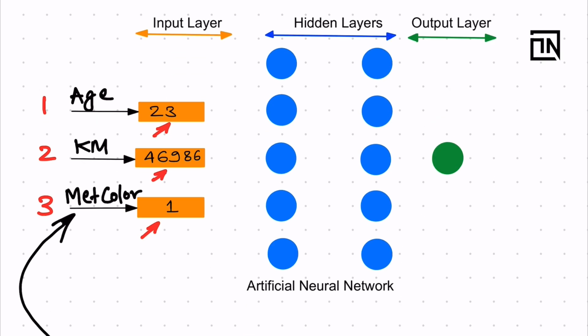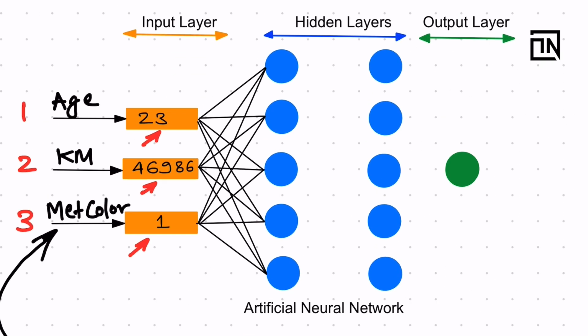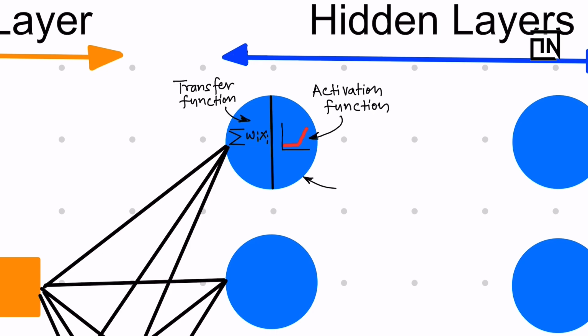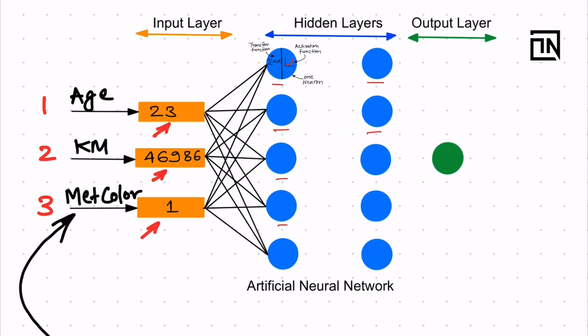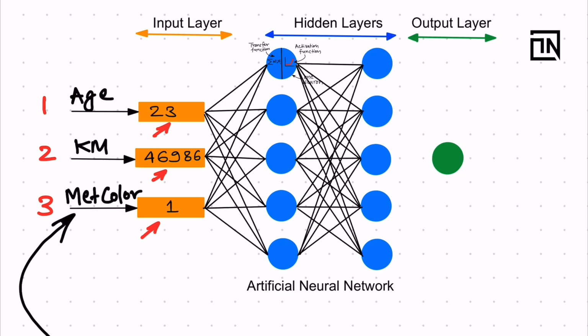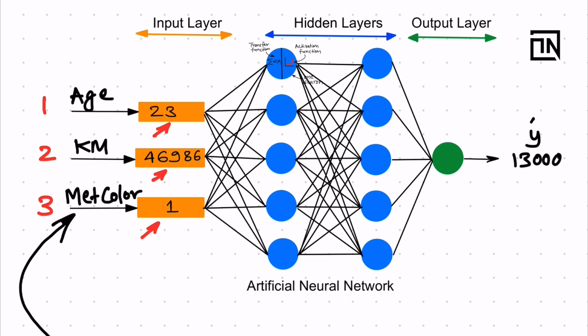Once these values reach the first hidden layer of neurons, the weights are multiplied by the values and the bias is added inside the neurons using the transfer function. And then the output is passed to the activation function. All of this happens within these hidden layer and output layer circles that you see on screen. This process is repeated for all the neurons present in the network till we get an output from the output neuron. This is also known as forward propagation.